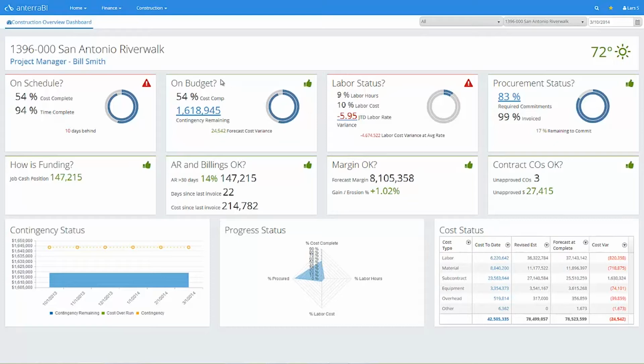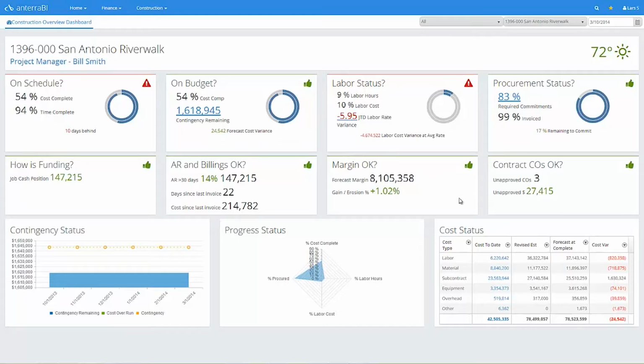Here we can immediately see that the job has two unhealthy areas. We are 10 days behind schedule, and our labor rate is $5.95 over budget. Even though we're only 10% through our labor cost, we need to nip this in the bud.